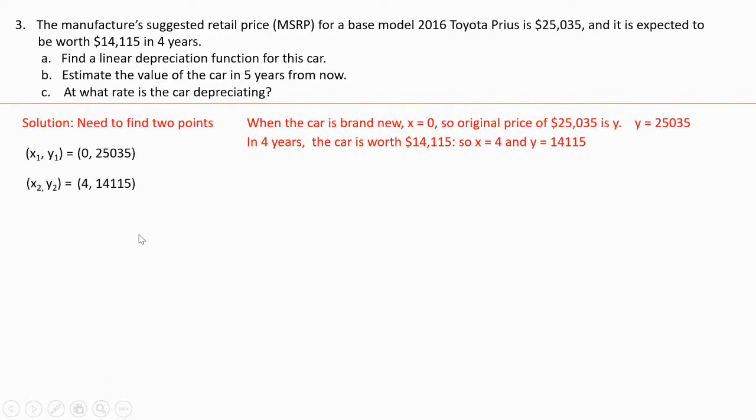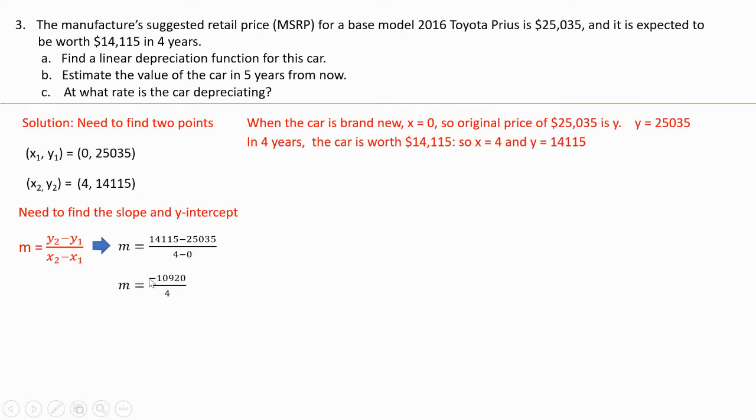And now you're going to do what we did earlier. I believe it was problem number 1, right? Give me 2 points. You need to find the equation of the line. So I need to find my slope. There's my formula. So it's y2, which is 14,115, minus y1, and then x2 minus x1, which is 4 minus 0. You're going to get negative 10,920 over 4, which is negative 2,730. So this is my slope, my m.